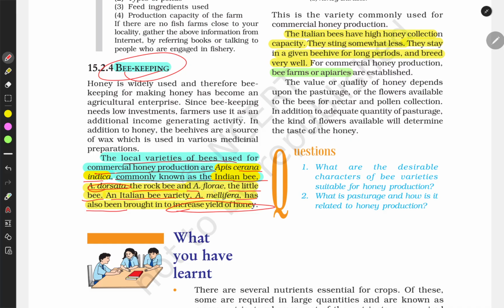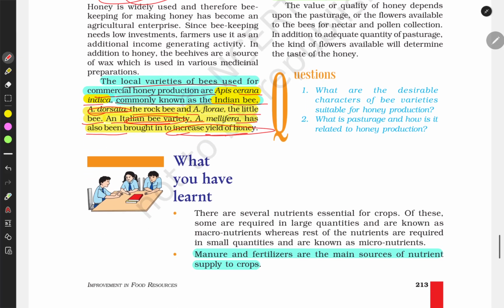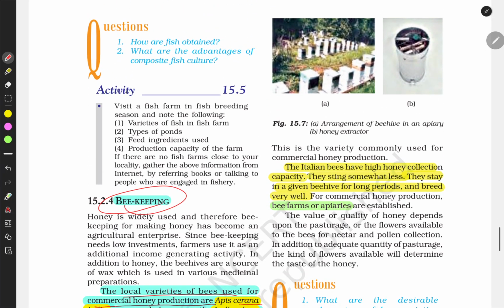So there are both domestic and foreign breeds of bees in India, and the Italian breed is famous for high honey production. Italian bees have a high honey collection capacity. They sting somewhat less, they stay in a given beehive for a long period, and they breed very well.